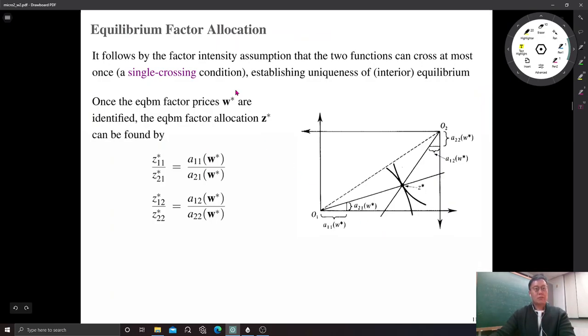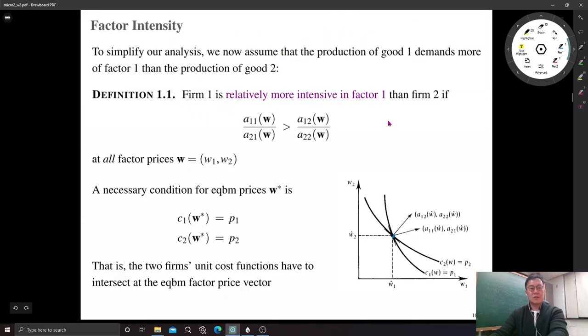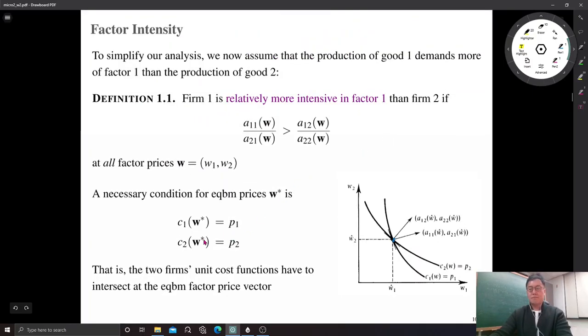All right, so the factor intensity assumption implies that two-level curves can cross at most once. It is often called the single crossing condition in economics, and that establishes uniqueness of equilibrium. All right. And one more thing we have to notice is the input prices ratio.